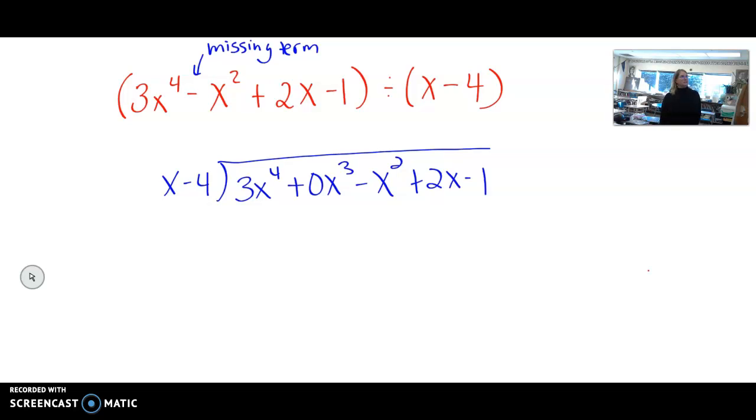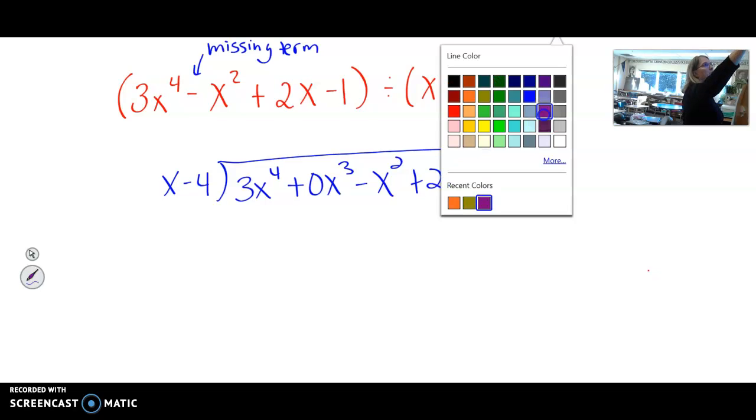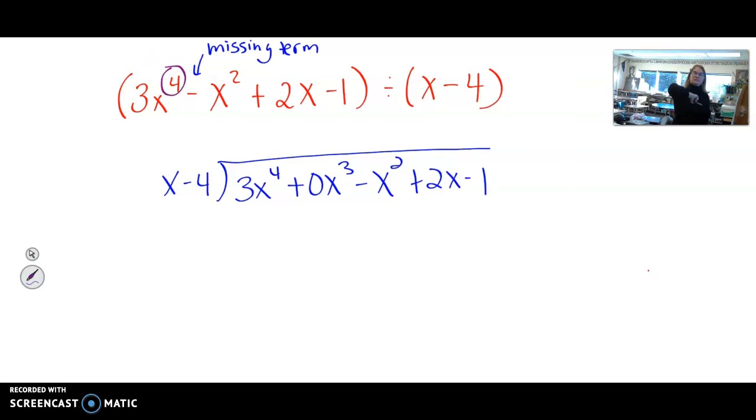Right, what we're going to do here is an example of long division, and in this case we have a missing term. So we have a fourth degree polynomial divided by a first degree polynomial. It's a fourth degree polynomial because of that 4 right there. And then there's no cubic term. So when you do the division, you're going to want to put a 0x cubed as a placeholder for the problem.